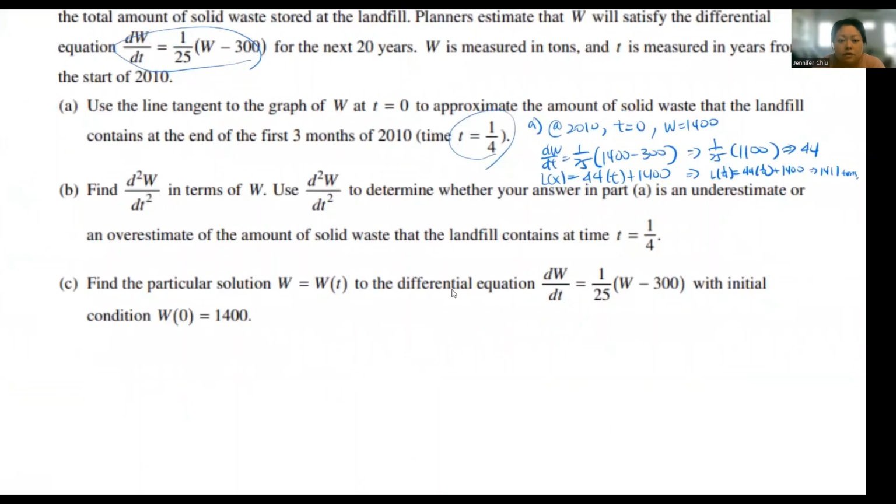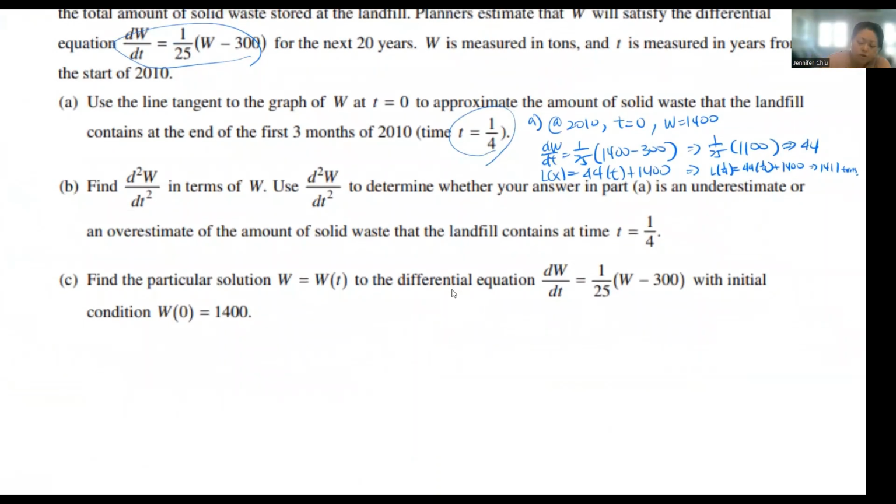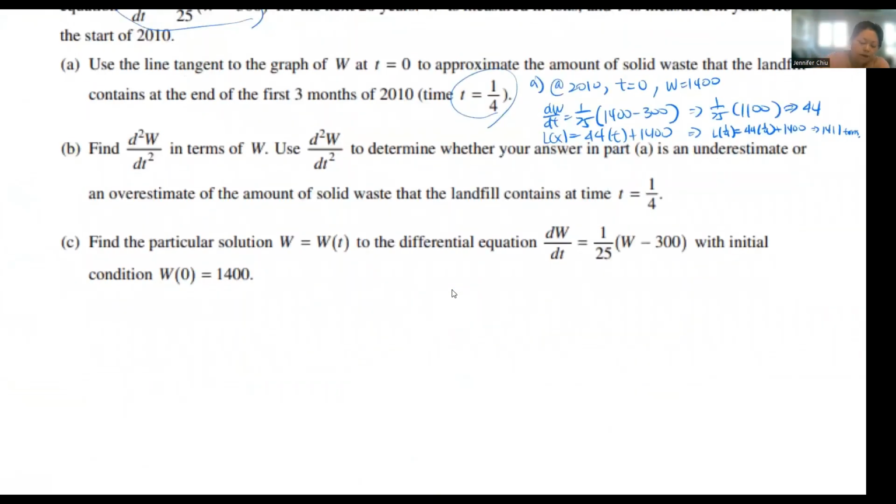Moving on, it says find the second derivative of W. Use the second derivative to determine whether your answer is an underestimate or an overestimate of the amount of solid waste at that point. So you're looking basically at concavity. Keeping in mind that if it concaves up, your tangent line is going to be an underestimate. If it concaves down, your tangent line is going to be an overestimate. So you're trying to figure out whether you have a positive or a negative second derivative.